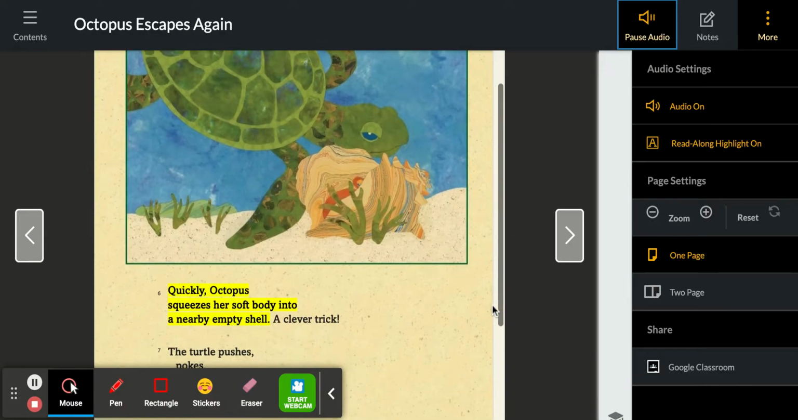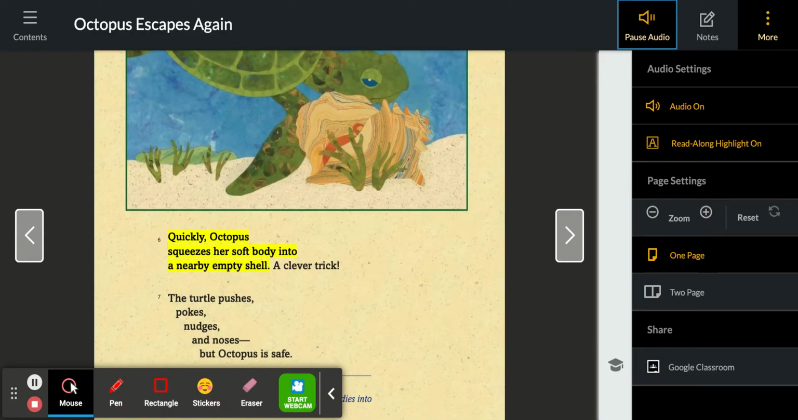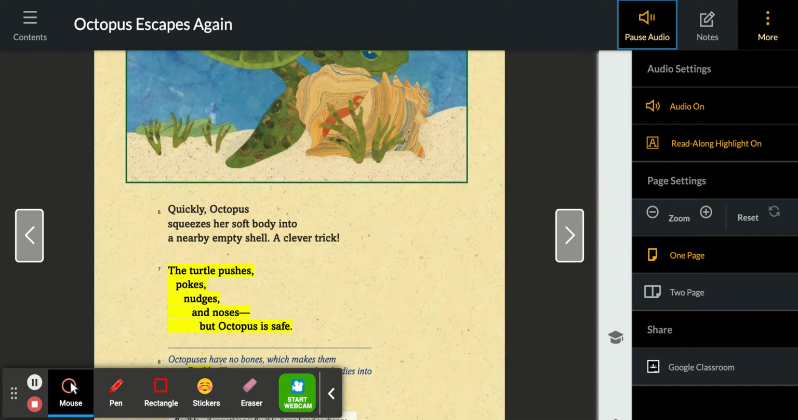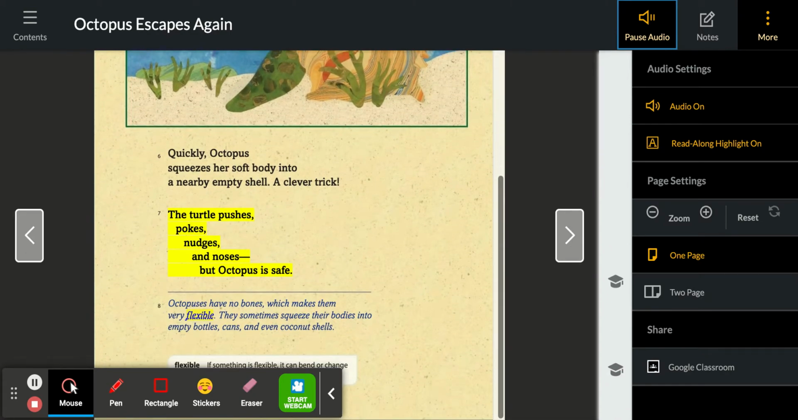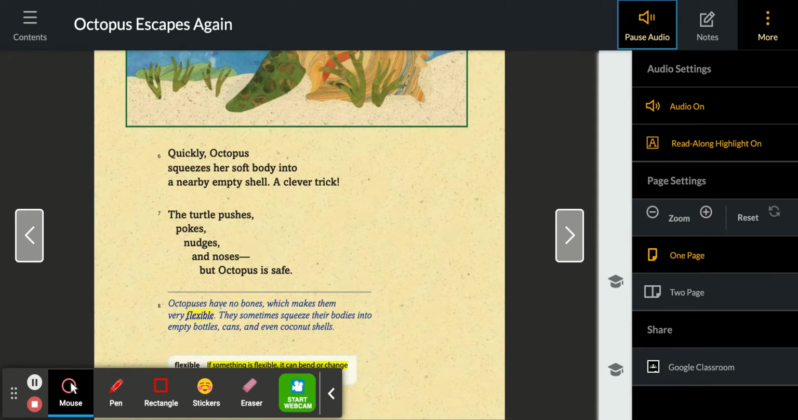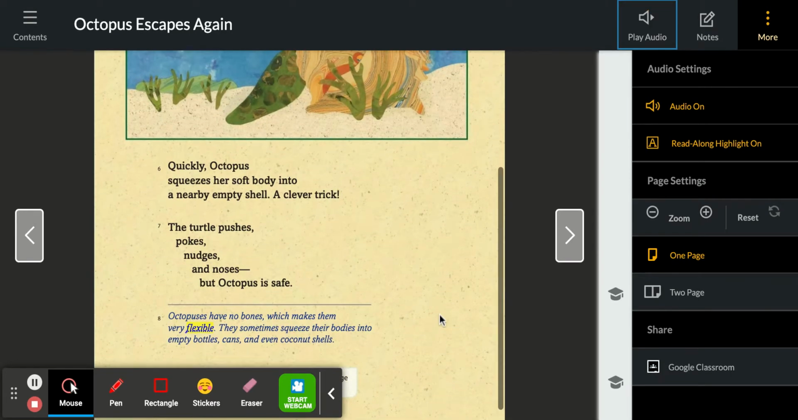Quickly, Octopus squeezes her soft body into a nearby empty shell. A clever trick. The turtle pushes, pokes, nudges, and noses, but Octopus is safe. Octopuses have no bones, which makes them very flexible. They sometimes squeeze their bodies into empty bottles, cans, and even coconut shells. Flexible. If something is flexible, it can bend or change shape without breaking.